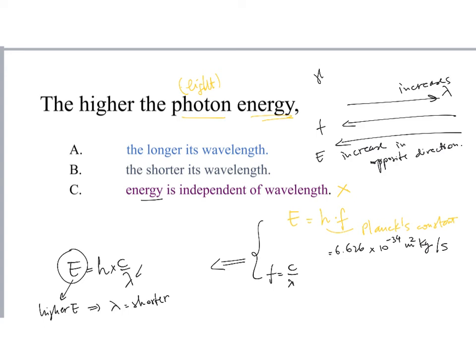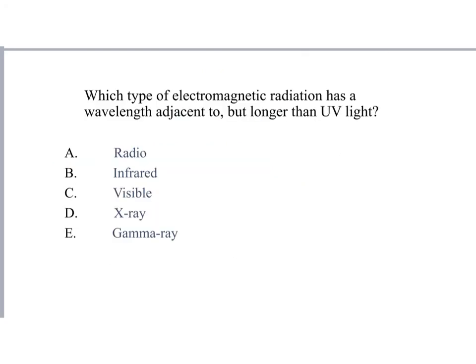Remember, gamma ray, X-ray, keep going, UV, and then here is visible, and then you get to infrared, and then radio, right? So that was the succession of the different types of light. So the higher the photon energy, the shorter its wavelength is going to be. The correct answer in this situation would be B.